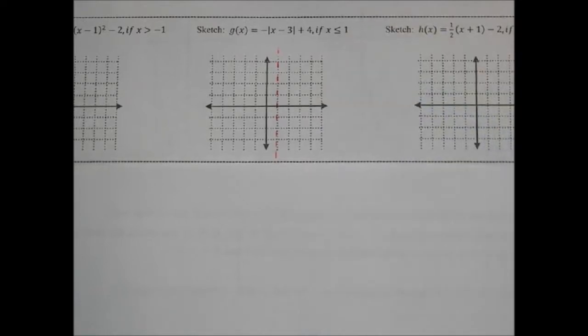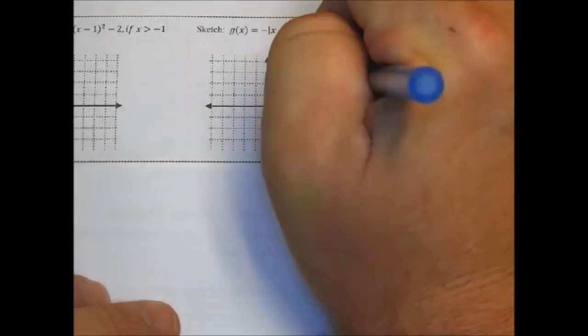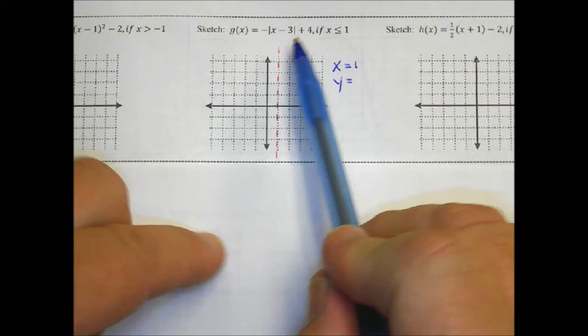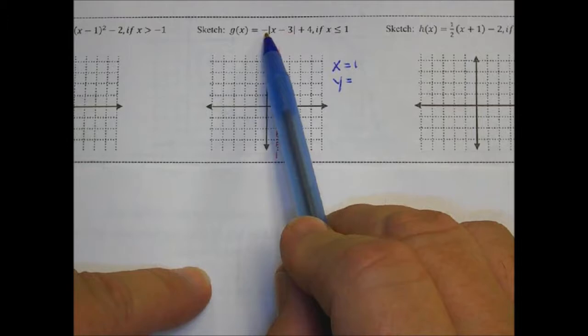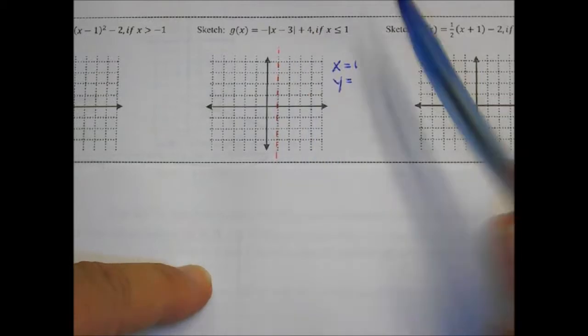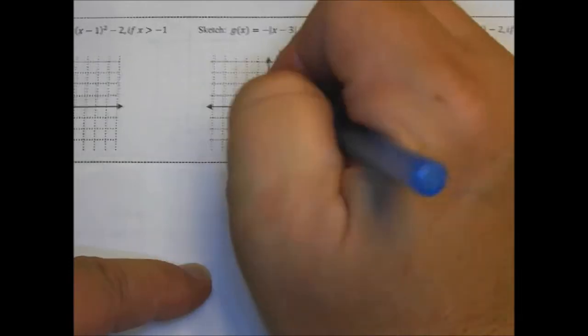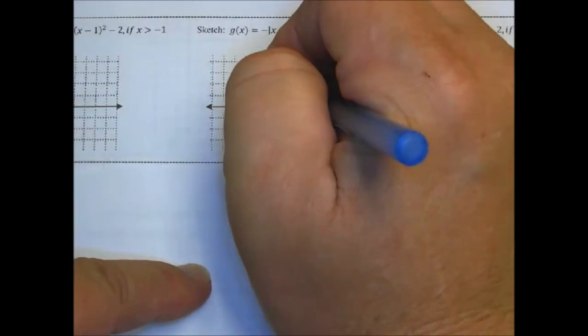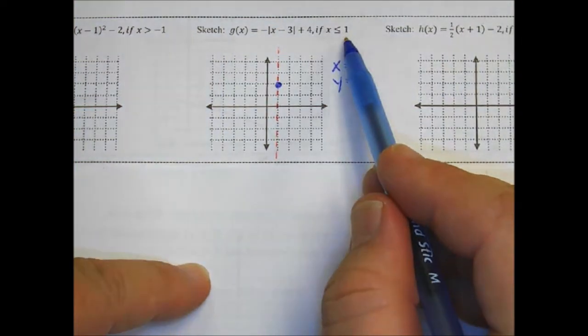So let's evaluate it at 1. When x equals 1, y equals... So 1 minus 3 is negative 2. The absolute value of negative 2 is positive 2. But then the negative in front makes it negative again. So we're back to negative 2 again. And then plus 4 is positive 2. So when x equals 1, y equals positive 2. And I'm going to fill it in because I actually can use x equals 1.